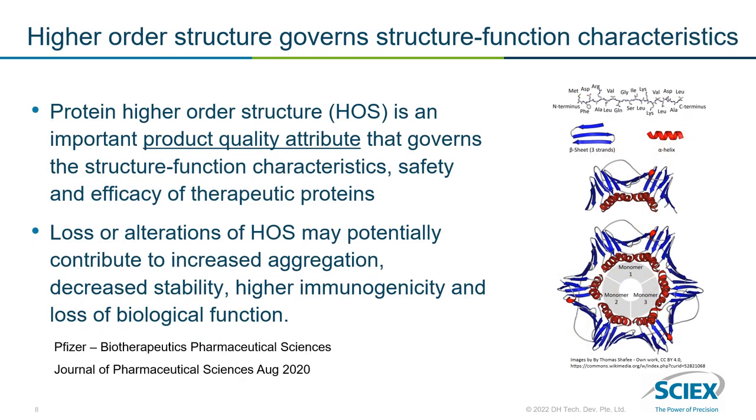Higher order structure refers to the multidimensional structure of a protein, and this, like many of the modifications I mentioned earlier, can be referenced as product or critical quality attributes, PQAs or CQAs respectively. And they are identified as features that are critical to the quality of the product, as you might expect. Now, higher order structure is a quality attribute because it governs structure and function. So there are implications for safety and efficacy. Additionally, alterations to the higher order structure can increase aggregation or immune response, decrease stability or biological function.